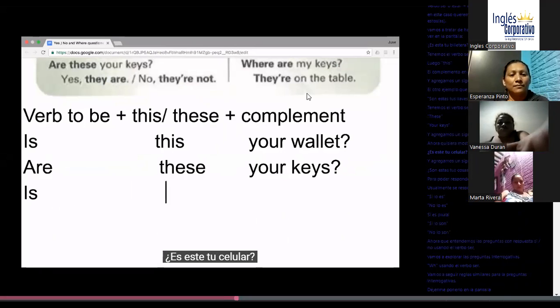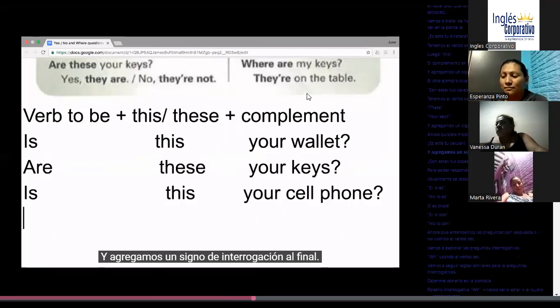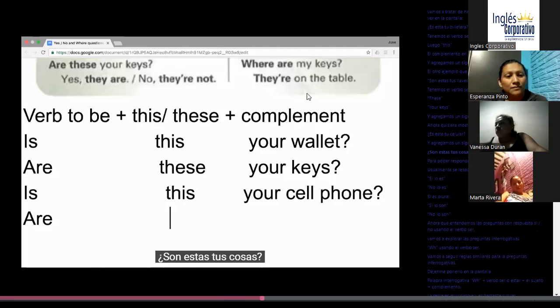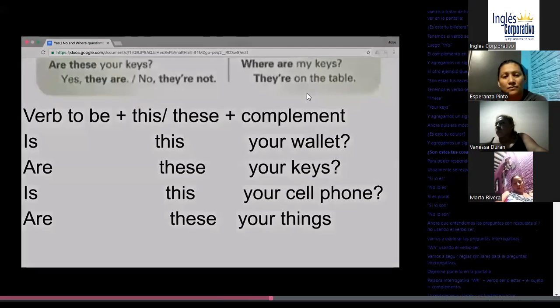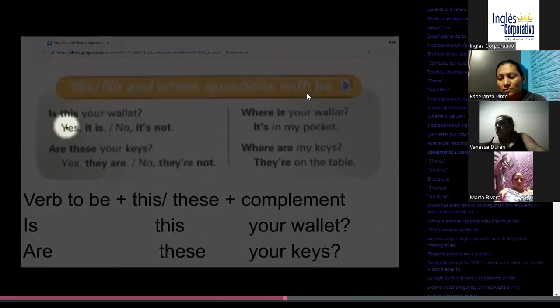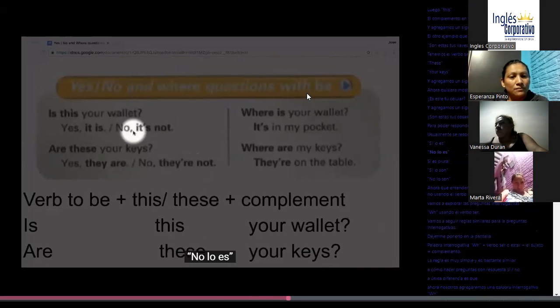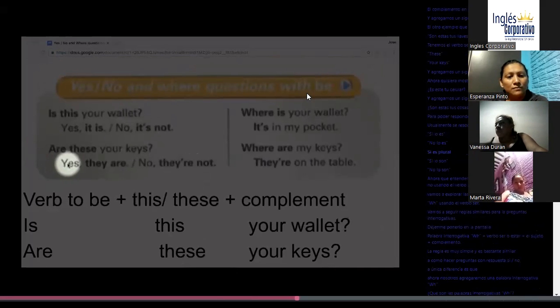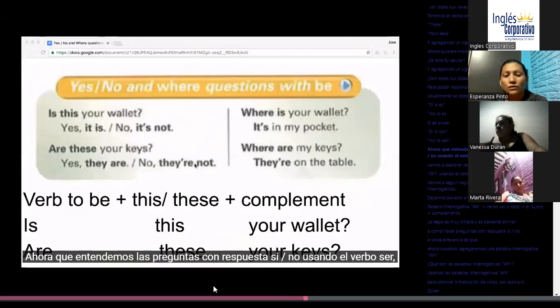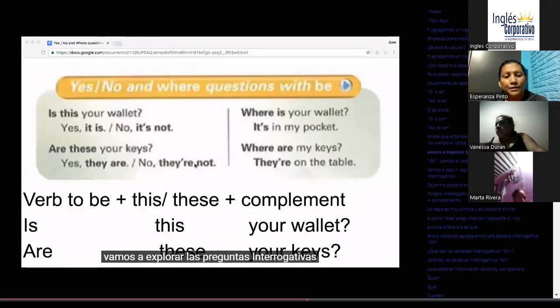Is this your cell phone? Question mark at the end. Are these your things? In order to answer this type of questions, you're typically going to answer with yes, it is. No, it's not. If it's plural, for example, yes, they are. No, they're not. Now that we understand yes or no questions with B, let's explore WH questions with B.